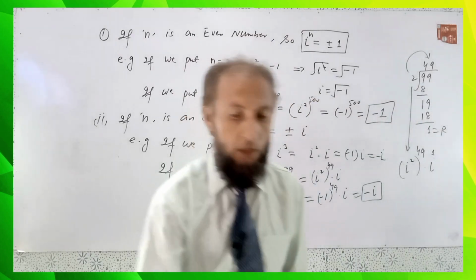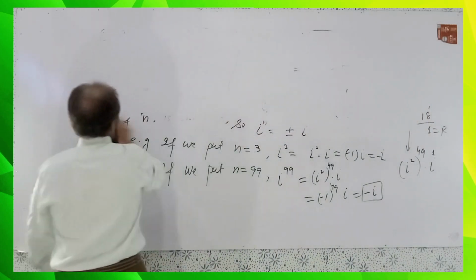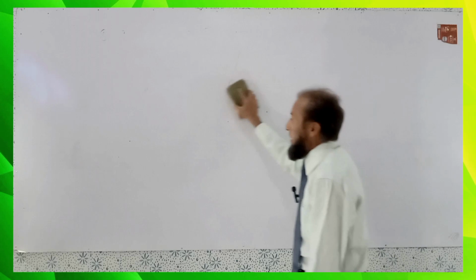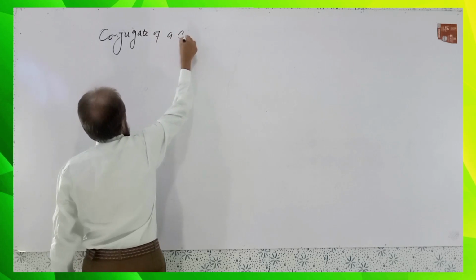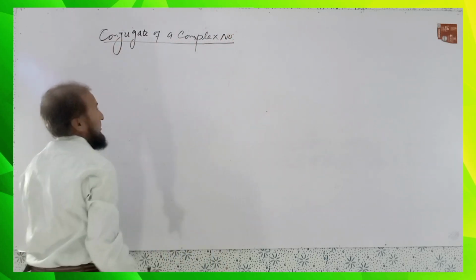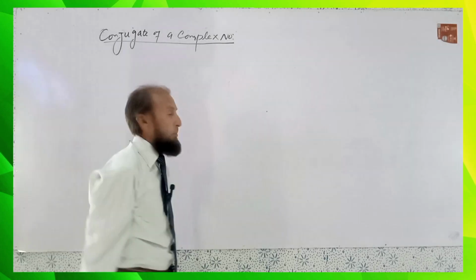Now we are proceeding to the conjugate of a complex number. In the conjugate of a complex number, the real part is the same. There will be no change, or we can say there is no effect on the real part, but there is an effect on the sign of the imaginary part. So the conjugate of a complex number: the sign of the imaginary part is always changed.